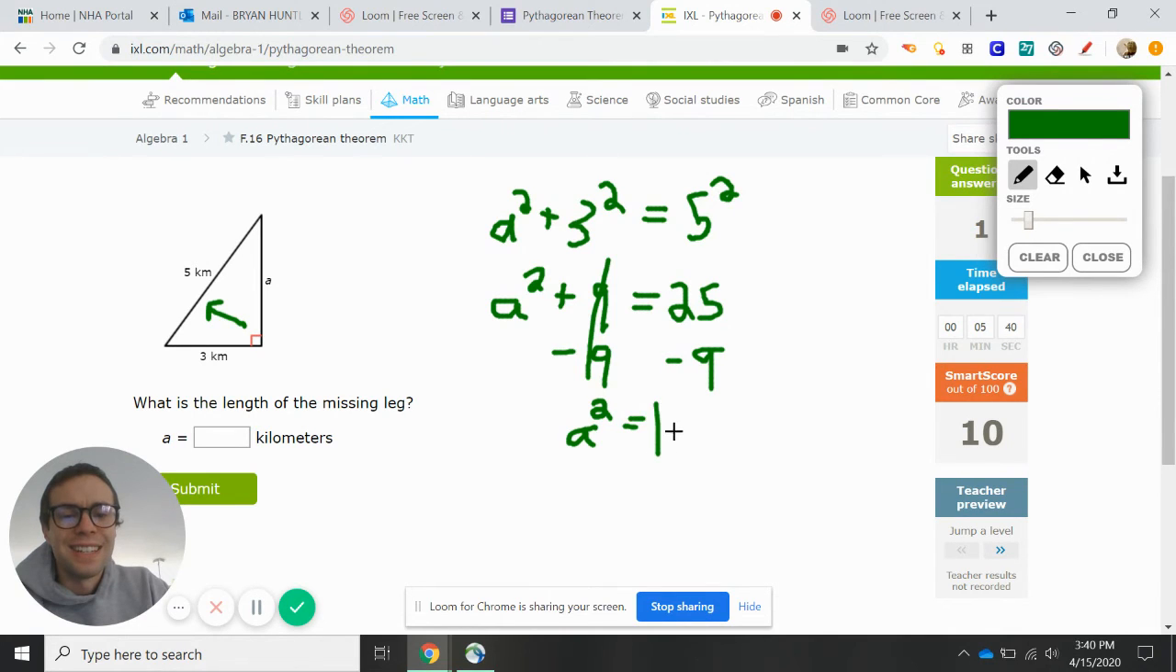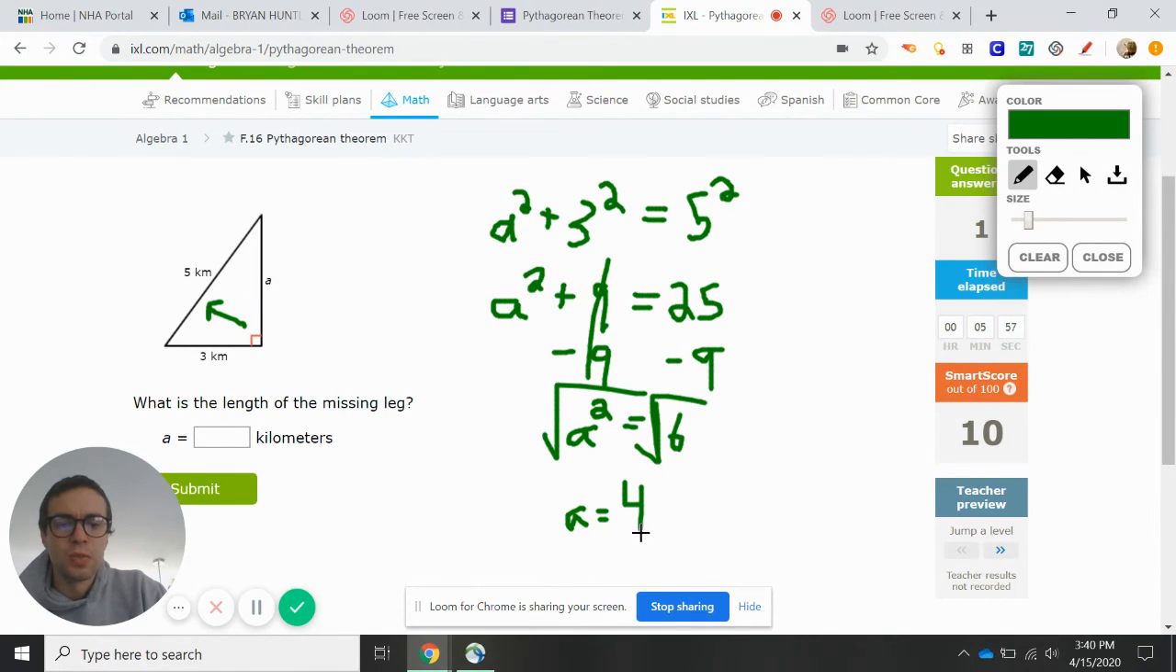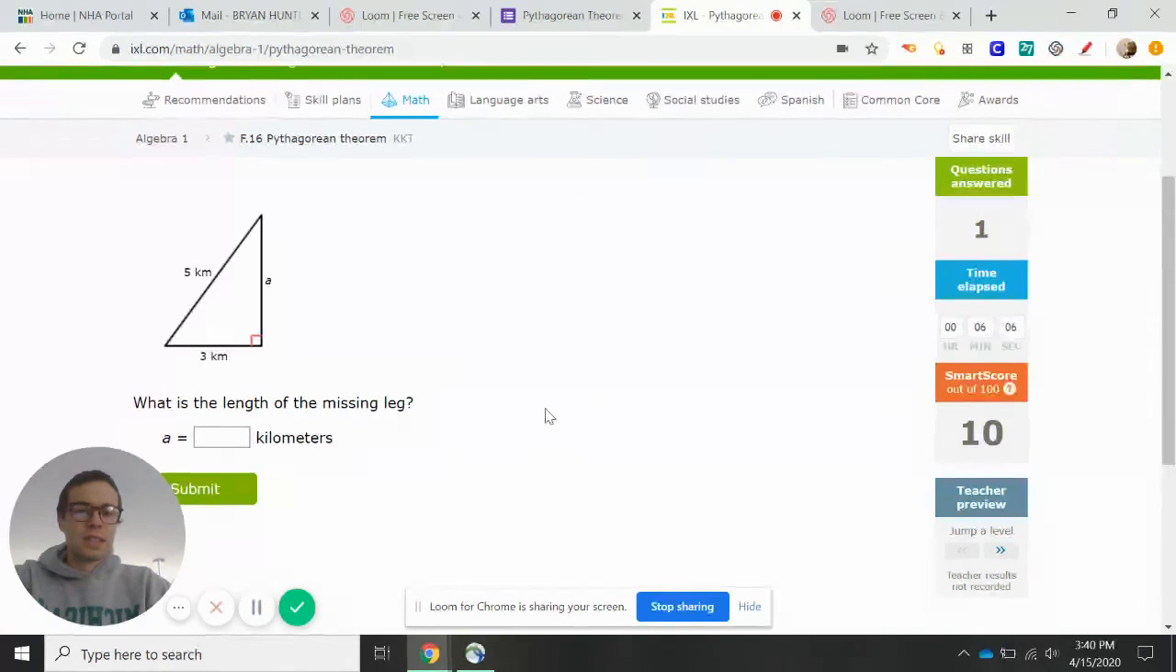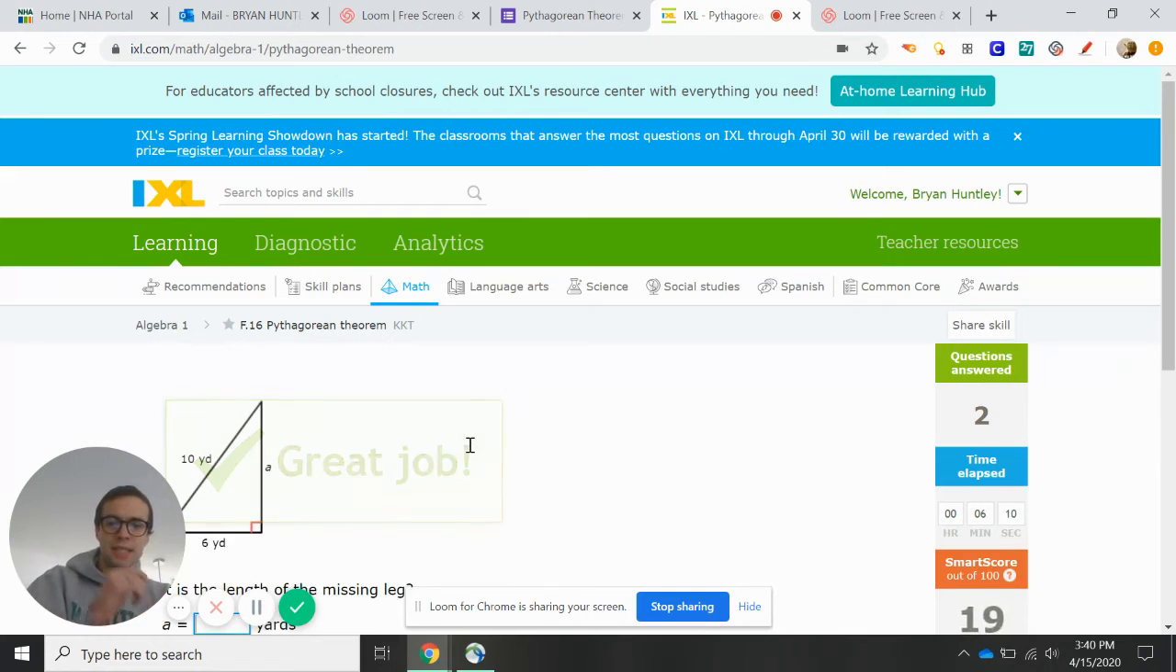equals 16. And again, it does not make sense for us to put 16 in for a because 5 has to be the longest length. So then I would just square root, get rid of that square and square root. That's 16. And you get the square root of 16 is 4, which would make sense. It's smaller than that 5, and that creates then that right angle, so it'd be 4 kilometers. So I would then put that in, close this out, put that in as 4, and submit it.